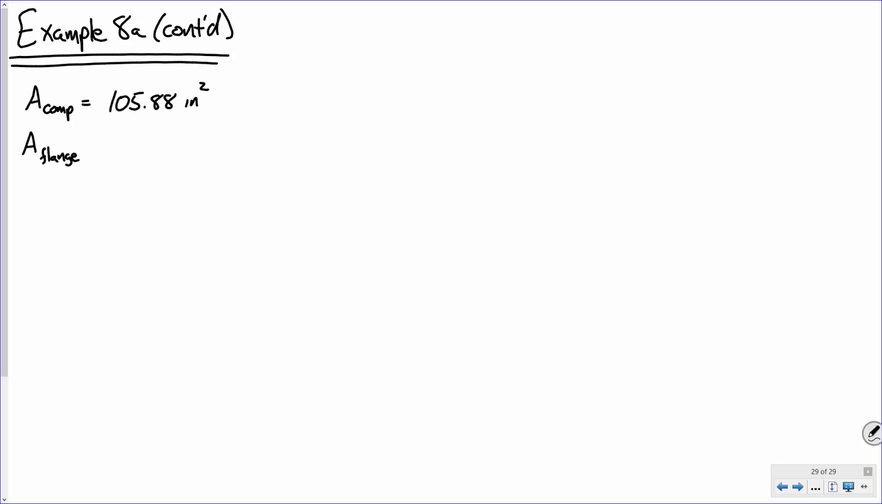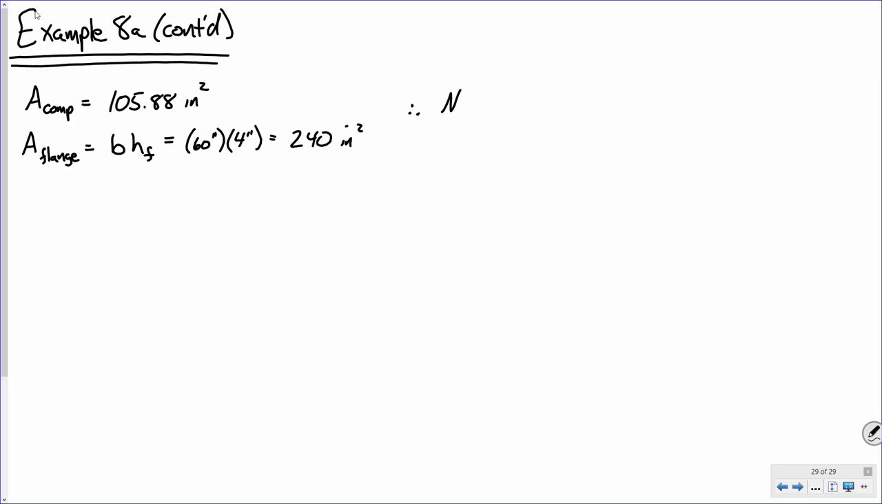How do you calculate the area of the flange? B times the thickness, right? So what is B? We calculate that to be 60 inches. And what is the flange thickness? Does that make sense?